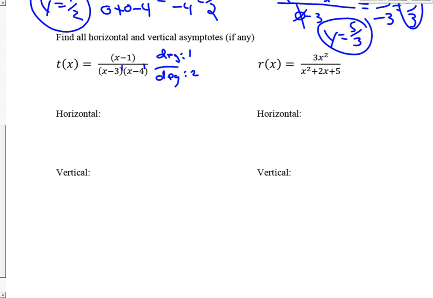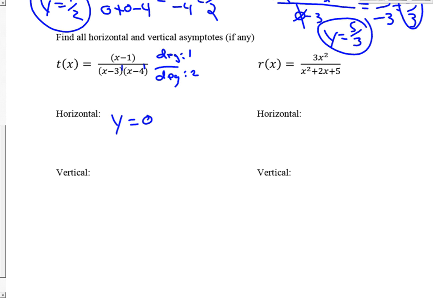So if the degree of the numerator is smaller than the denominator, that's going to be y equals 0. Okay, so it's not just 0, it's not nothing, it's y equals 0. It's a line on the x-axis in that case. If the degrees were equal to each other, then we would look at the leading coefficients.